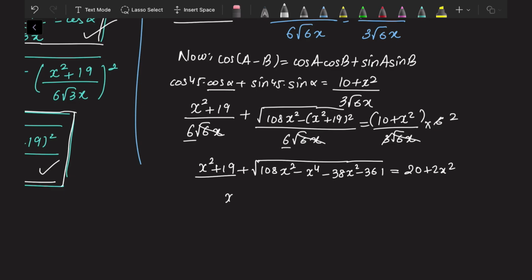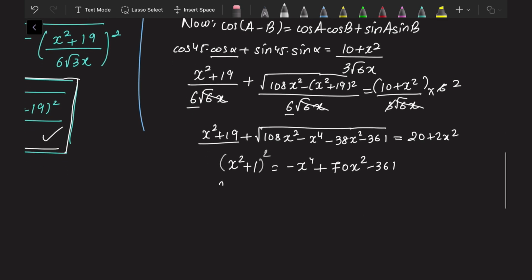Look carefully, these two terms will get subtracted over here, and hence we will have x square plus 1 is equal to the square root. So let us just remove the square root and do the square over here. I am just shortening the steps a little, fast forward, and this one becomes 108x square. Let us simplify this also. So equals to negative x raised to 4 plus 70x square minus 361.